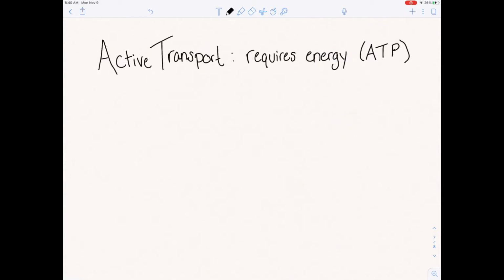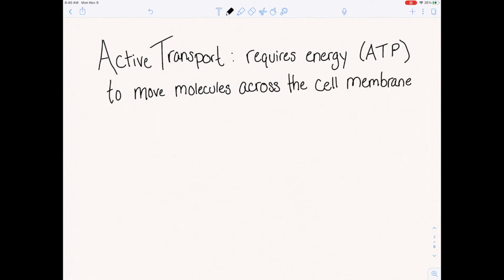So now, going back to active transport, we know that it requires this molecule called ATP. But what it does with this ATP is that it uses the energy to move molecules across the membrane. But this time we're moving molecules against their concentration gradients.